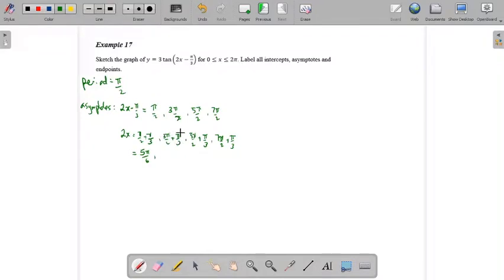This is going to be 3 3s are 9 plus 2 is 11 pi over 6. 3 5s are 15 plus 2 is 17 pi over 6. And then 7 3s are 21 plus 2 is 23 pi over 6. And now we need to divide each of these by 2. So x will be 5 pi on 12, 11 pi on 12, 17 pi on 12, and 23 pi on 12. So that's where our asymptotes are going to be.